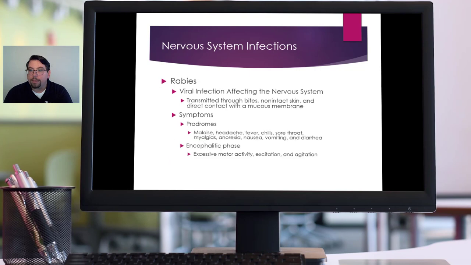Rabies is another one that we see that infects the nervous system. It's a viral infection transmitted through bites, non-intact skin, and other direct contact with any type of mucosal membrane. The big thing that we're going to see here are going to be malaise, headache, fever, chills, sore throat, common cold, things that we would typically see up until we hit the encephalitis phase, which is going to be a lot more excessive motor activity, excitation, and then even agitation as that begins to affect the nervous system.